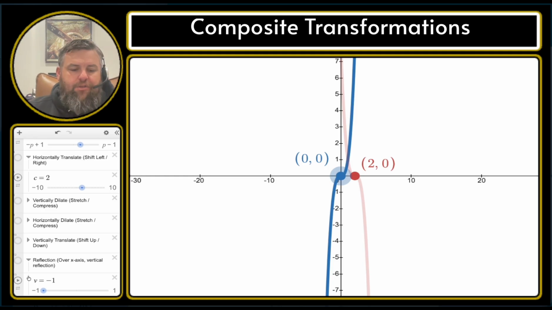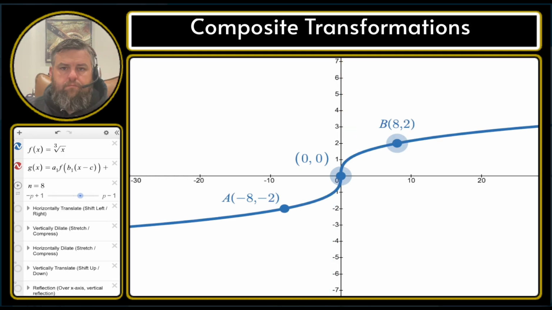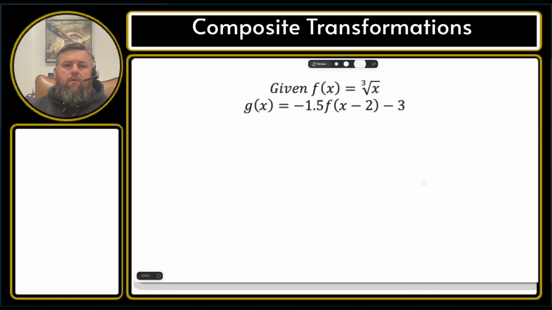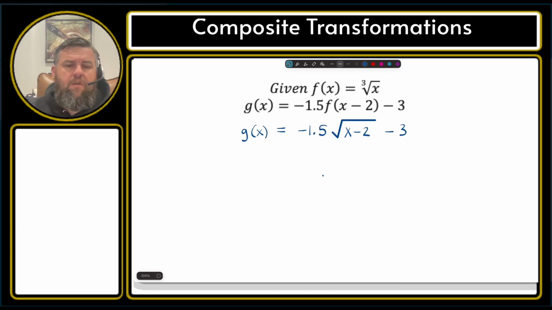Next, let's take a look at the cube root function. Okay, so given f of x equals the cube root of x, g of x is equal to negative 1.5 times f of x minus 2, minus 3. First, as before, we're going to rewrite the function notation form into an equation form. So we have g of x equals negative 1.5 times the cube root of x minus 2, minus 3.